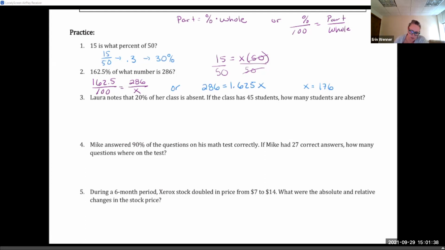So Laura notes that 20% of her class is absent. If the class has 45 students, how many students are absent? So 20% of the 45 are absent. So we can say 0.2 times 45 equals X. So 9 students, because 0.2 times 45 is 9.